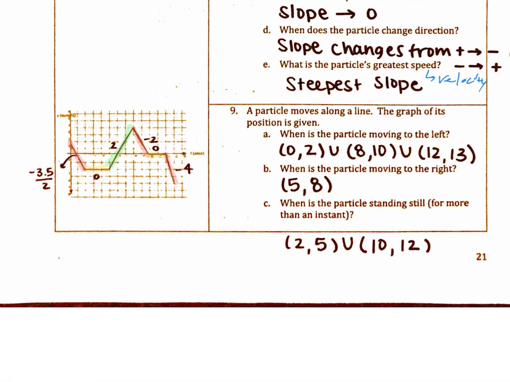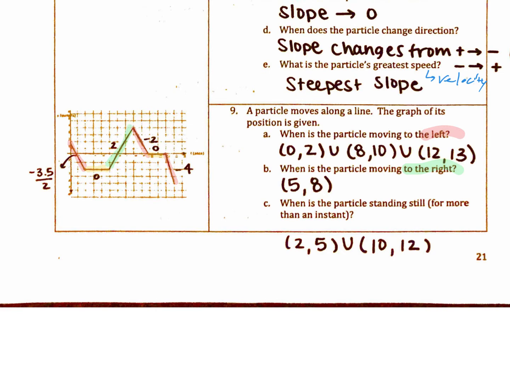When is it moving to the left? Well, if it's moving to the left, that's backwards motion, so that would be anytime there's a downward slope. So we have 0 to 2 seconds, 8 to 10 seconds, and 12 to 13 seconds. When is it moving to the right? So moving forward, going uphill. That would be this stretch right here from 5 to 8 seconds there.